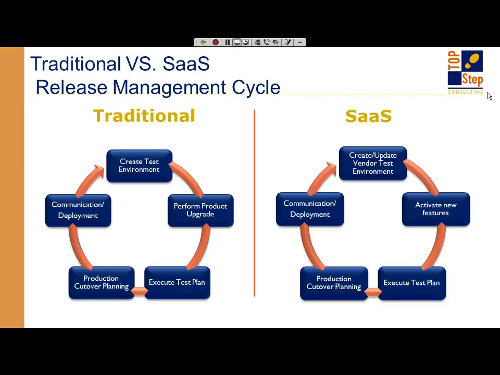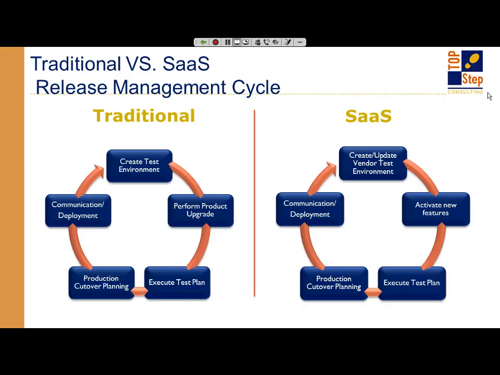The management cycles are sort of similar. They just have one key difference. When you want to do a release management cycle, you want to start in some kind of test environment where you can check things out. And that's the same on both sides, traditional and SaaS. You don't want to throw stuff into production and test it there.